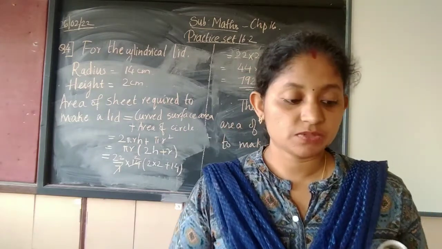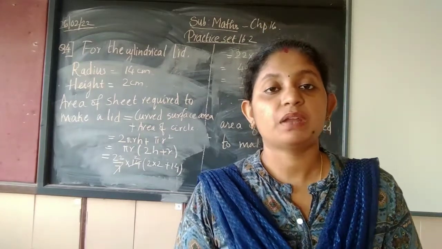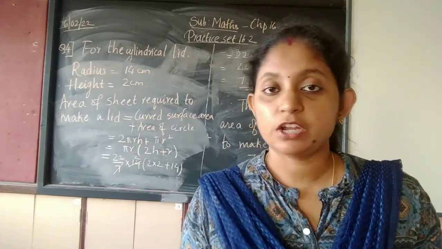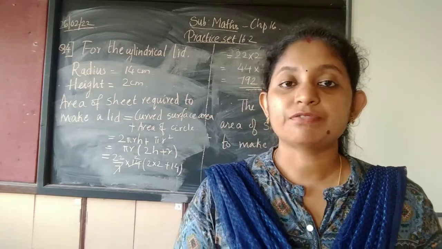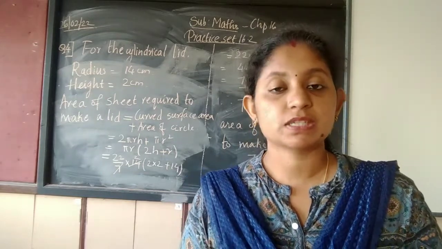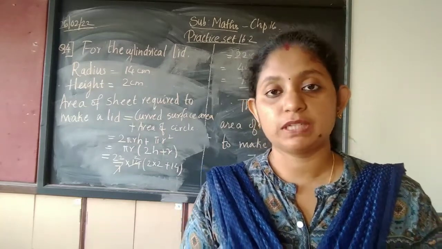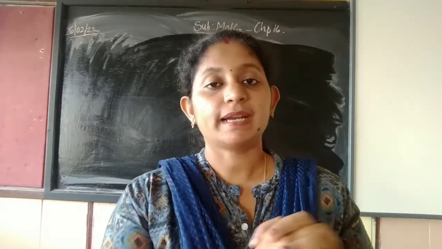So with this, students, we have finished practice set 16.2, where we have used curved surface area, total surface area and area of circle to solve the questions based on cylinder. Now in 16.3, what you can expect is, you will be finding the volume of cylinder. We have seen the square 3D figure is a cube, the rectangle 3D figure was a cuboid, the circle 3D figure is a cylinder.